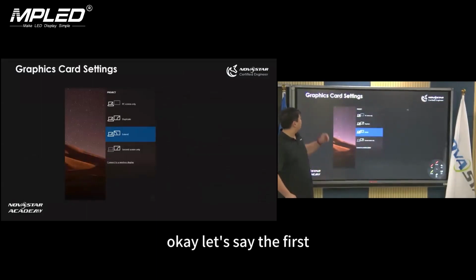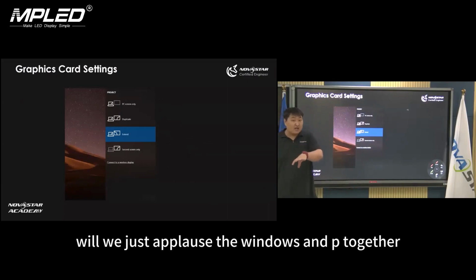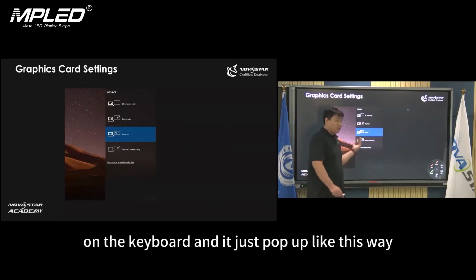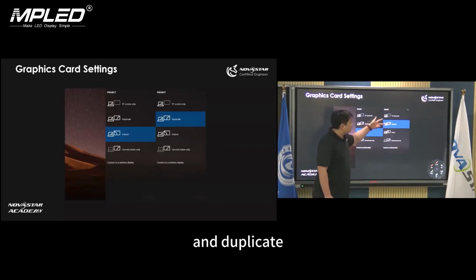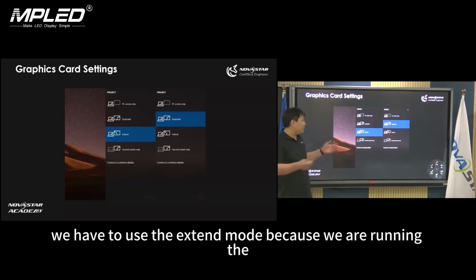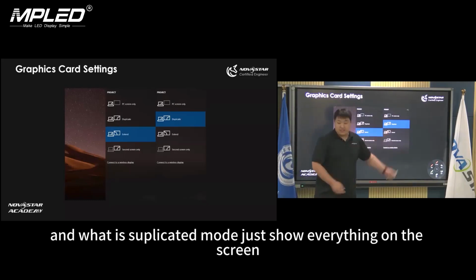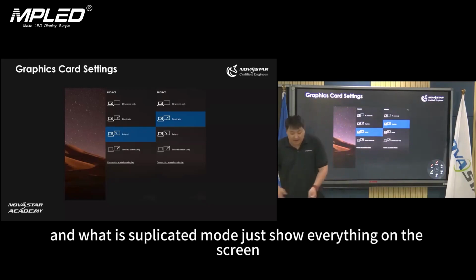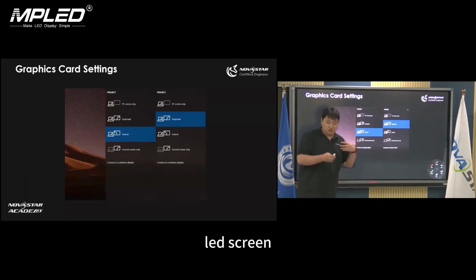Okay, let's say the first, the graphic card settings. We just press Windows and P together on the keyboard, and it will pop up like this way. And we have the choices like extend and duplicate. Now we're doing the live show. We have to use the extend mode because we are running the Zoom software. So we choose the extended mode now. And what is duplicate mode? It just shows everything on the screen, what you are doing now, synchronously to the LED screen.